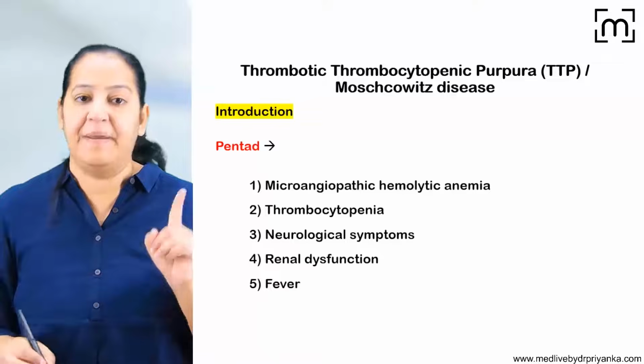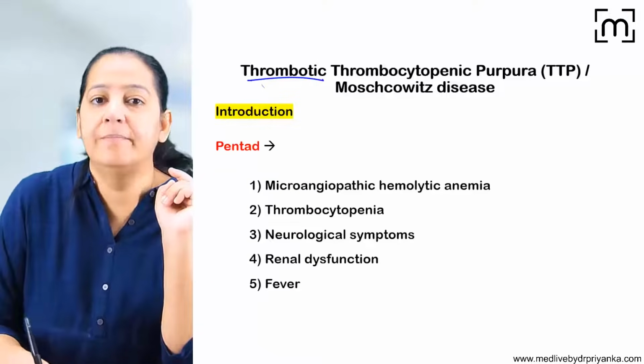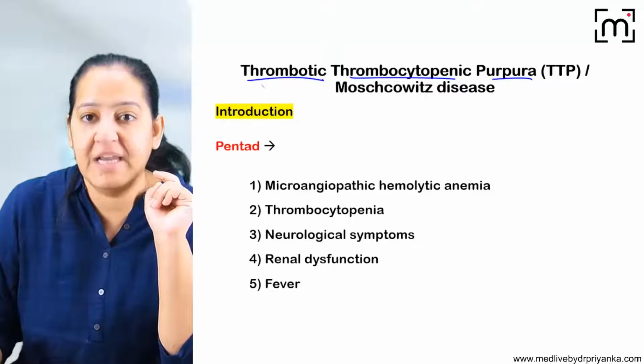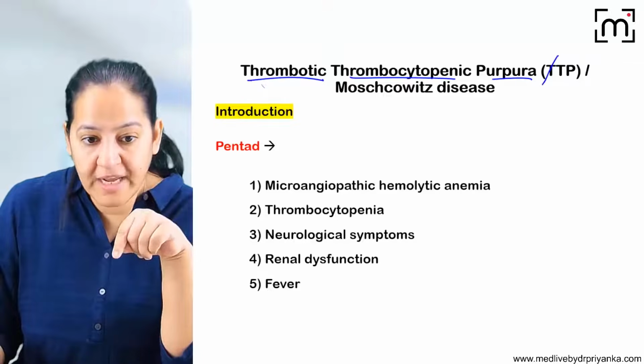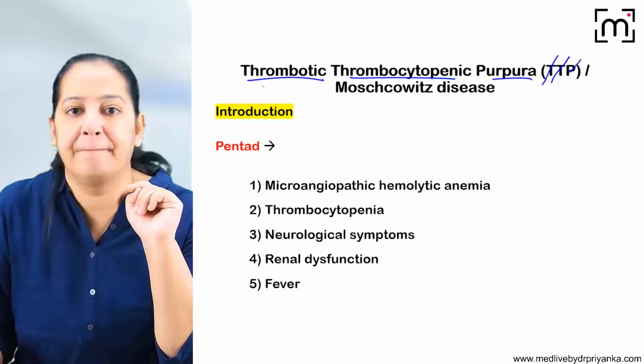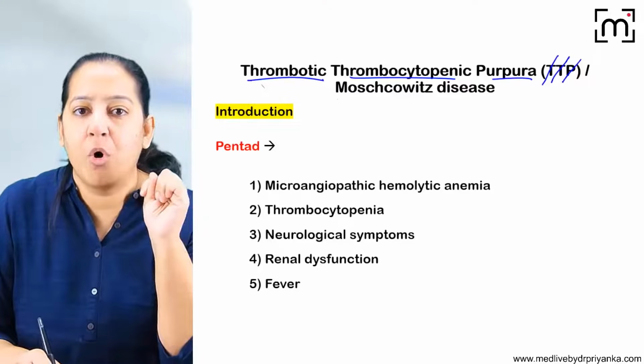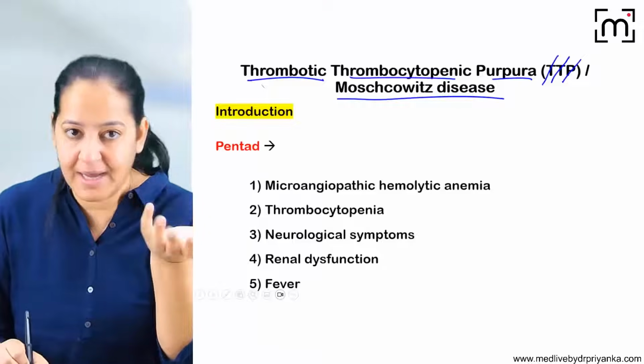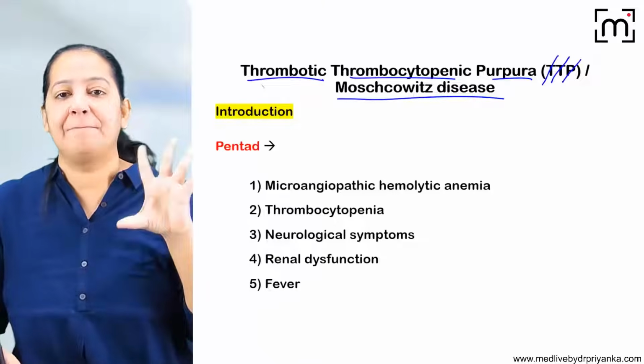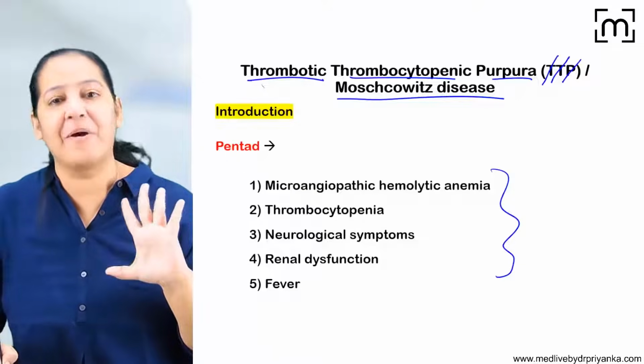What is the full form of TTP? TTP is thrombotic thrombocytopenic purpura. It is also known as Moschcowitz disease. So that is the other name given here. So here there is a Pentad. I will explain all the 5 components of the Pentad.